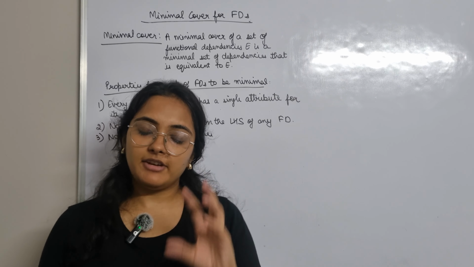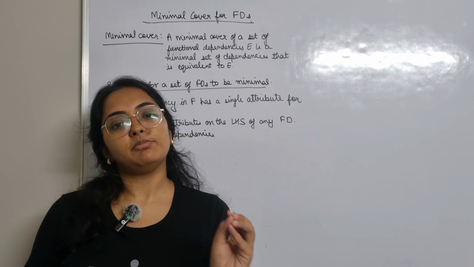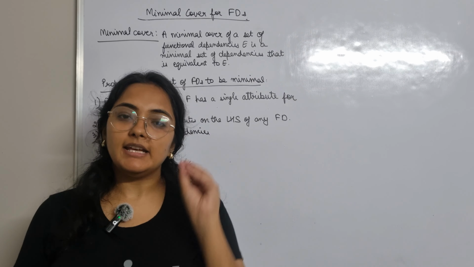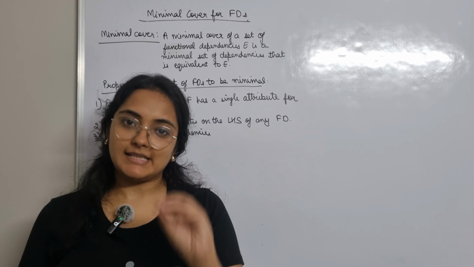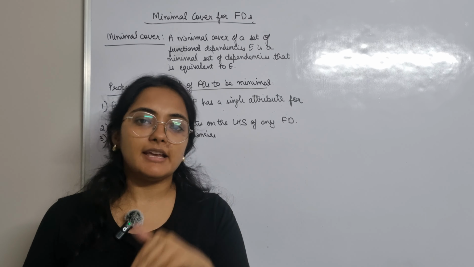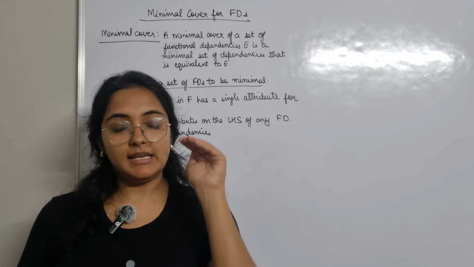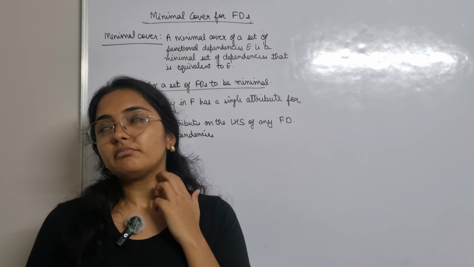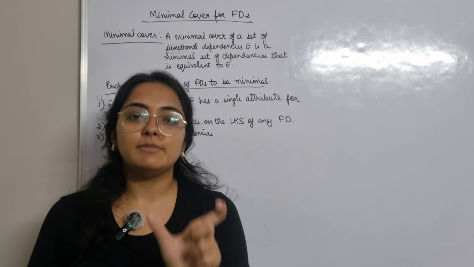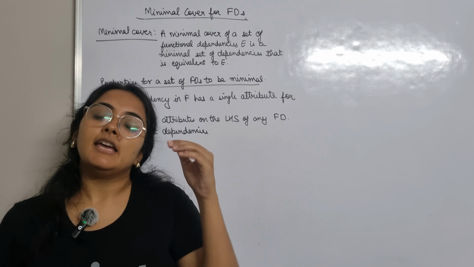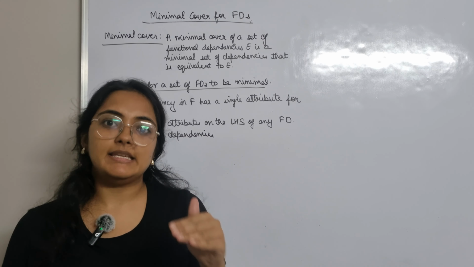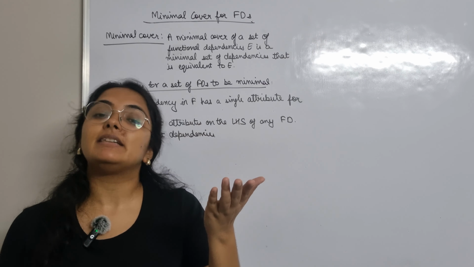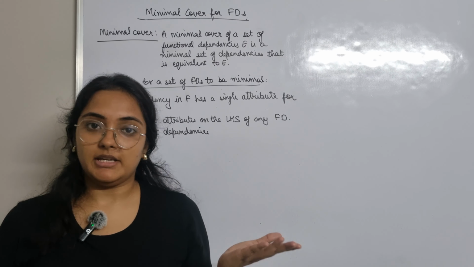Cover means every dependency in E is also in F plus. If we are finding a cover for a set of functional dependencies E, it is the set F plus such that every FD in E is also in F plus, or it can also be inferred from F. Now what is minimal cover? What does minimal mean? Minimal means that you cannot remove any dependency from F and still expect to be able to cover E, right?